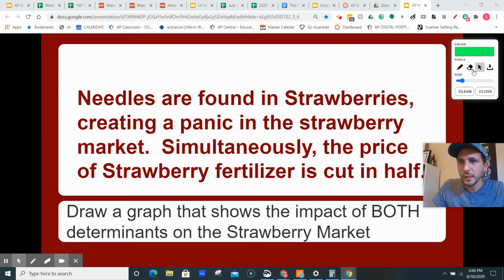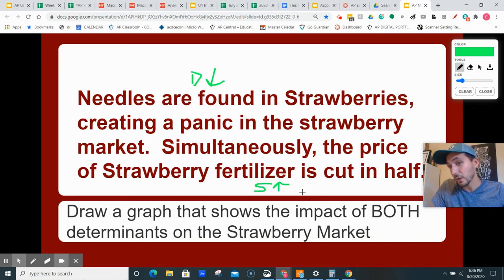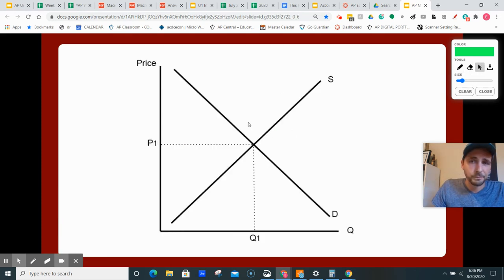Okay, so first, what's going on here? Strawberries are creating a panic because there are needles in them. Well, that's demand going down. There's a decrease in taste. The price of fertilizer is cut in half. That's supply going up. That's going to decrease the cost, which increases supply. So I have a double shift going on. Demand left, supply right. Let's try it out.